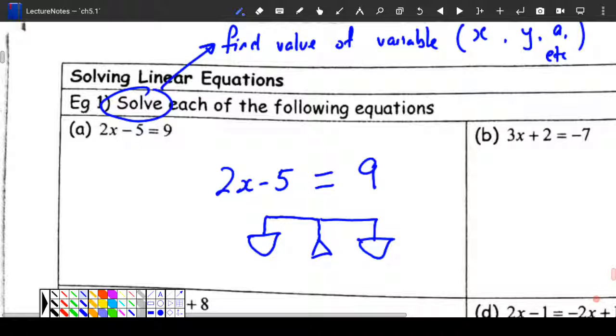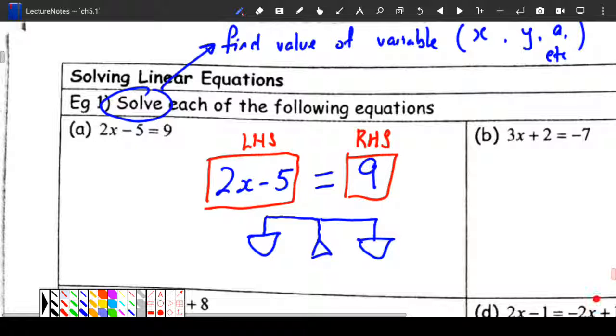So, the equal sign here has a very important meaning. It means this thing here is equal to this number here. Whatever I do to the left hand side, I must do the same to the right hand side. So you are learning a new word here called LHS. This thing here is called LHS. This thing here is called RHS. It's a short form of left hand side and right hand side. So write that down.